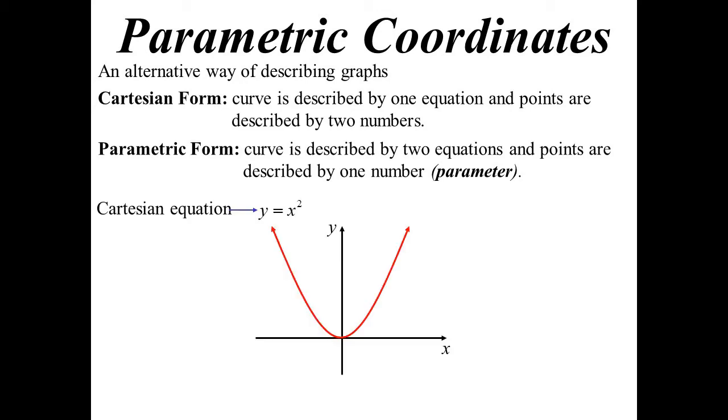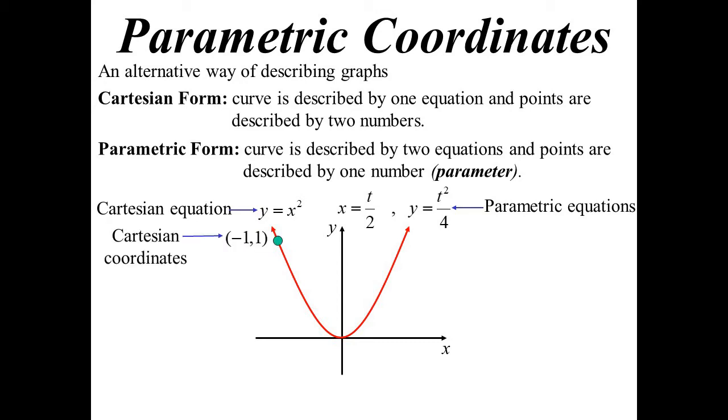So let's look at our parabola, which we know in Cartesian form is y equals x squared. So that's our Cartesian equation. This is an example of a parametric equation. You can come up with different ones, but that particular parametric equation would describe the same curve. So the x value is described by t divided by 2, and the y value is described by t squared on 4.